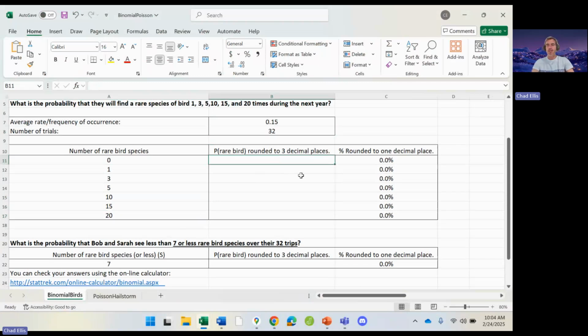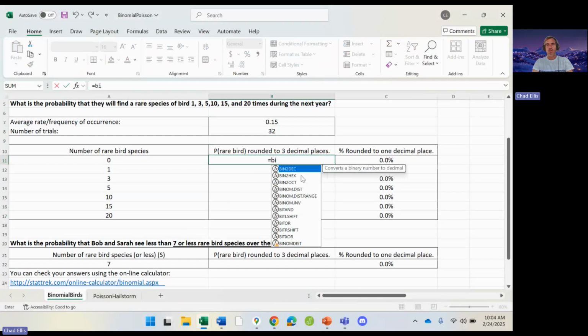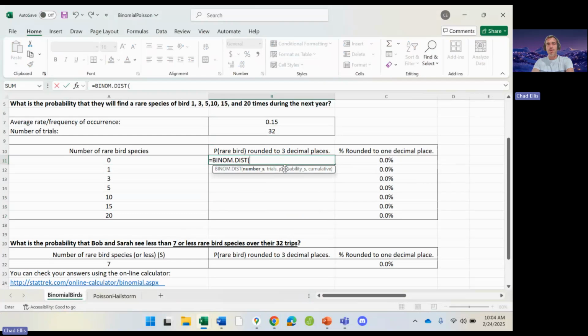So how we do this in Excel to calculate the binomial distribution, and I showed you this in lab, is that you can use the expression. I start to type in binomial, and you can see there's my binomial distribution. I'm going to click on that, and it's going to ask me to input a few things. The first thing it's going to ask me is the number of successes. In this case, it's going to be 0.